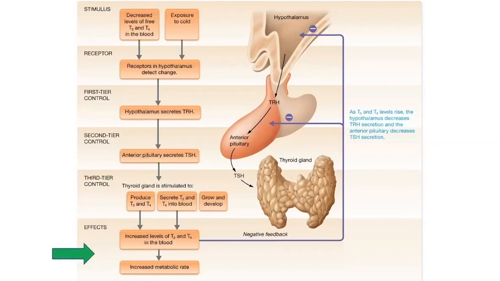Increased levels of T3 and T4 in the blood initiate a negative feedback mechanism, decreasing the release of TRH from the hypothalamus and TSH from the anterior pituitary. In addition, increased levels of thyroid hormone will increase the metabolic rate. This, in turn, will increase body temperature, returning it back to normal.